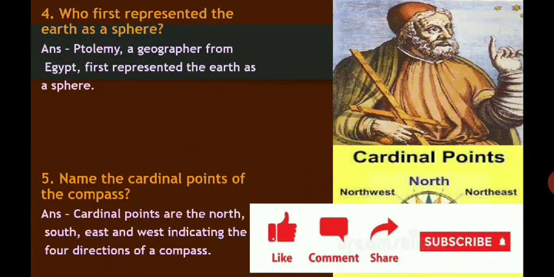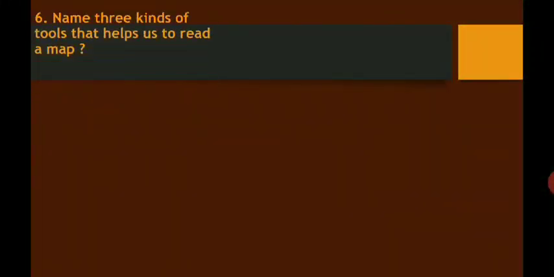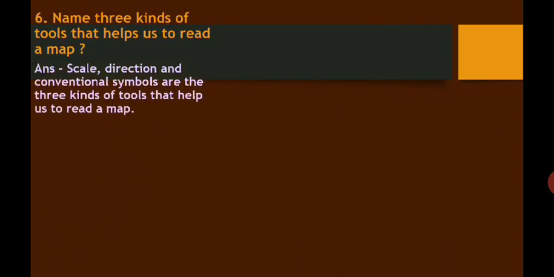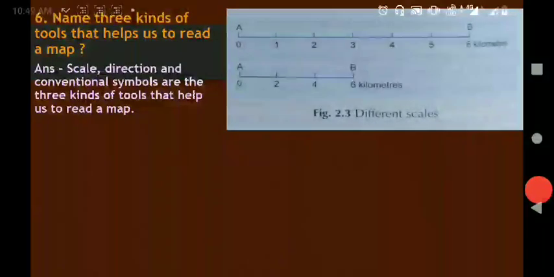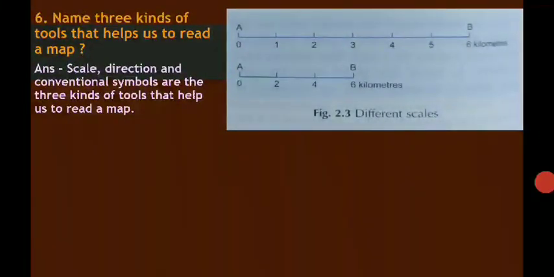The next question is, name 3 kinds of tools that help us to read a map. So what are the tools? Scale, directions and conventional symbols are the 3 kinds of tools that help us to read a map. Here is the first picture, that is different scales. Okay, this is the picture of scales.